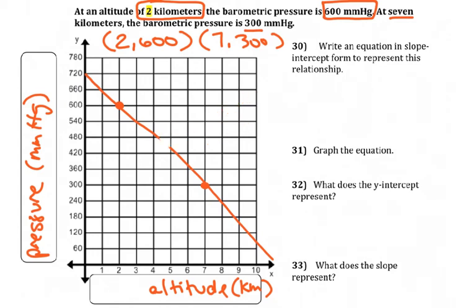So number 30, it says write an equation in slope-intercept form to represent the relationship. Well, here again, what do I need to write an equation? I need a slope and a y-intercept. I don't have either one of those, but I do have 2 points. And from those, I can find a slope. So 600 minus 300 over 2 minus 7, that's 300 over negative 5, which is negative 60. So that's my slope. M equals negative 60.